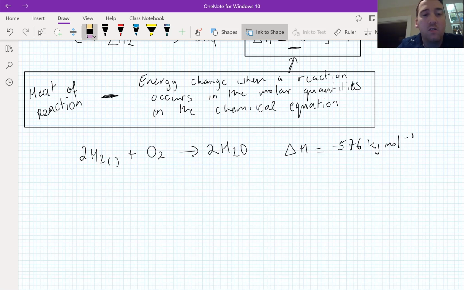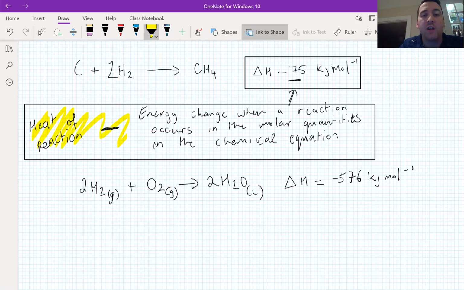was this one. Sorry, that should be a G, that should be a G, and that's obviously an L. They're just state symbols, doesn't matter. What's important is that that's the equation we were given, and that's the heat of reaction we were given. Okay, so that's our first definition, heat of reaction. Heat of reaction is the energy change when a reaction occurs in the molar quantities in the chemical equation. So that is our heat of reaction, general definition.